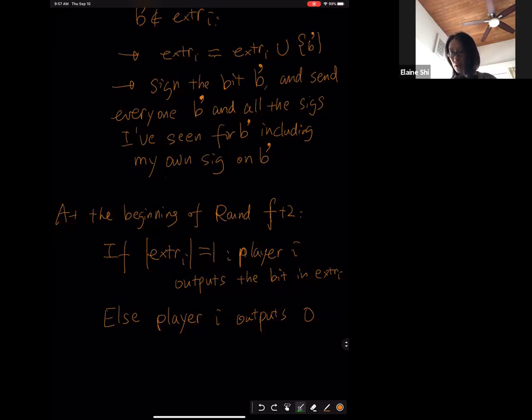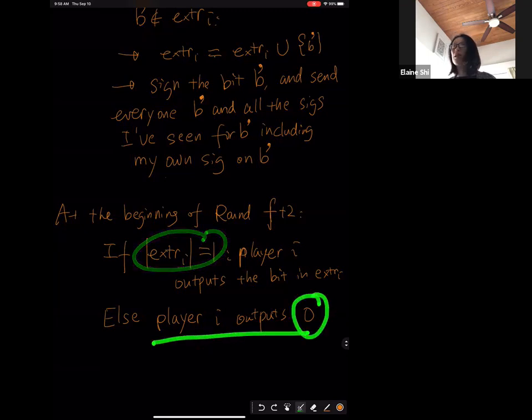In some cases, the extracted set can have nothing. For instance, if the sender is malicious and didn't send anything, or didn't sign anything in particular, then my extracted set can be empty. The sender can also be malicious and sign both bits, in which case it's possible that my extracted set will have both bits. But regardless, as long as the extracted set is not of size 1, I'm just going to output a canonical bit 0.